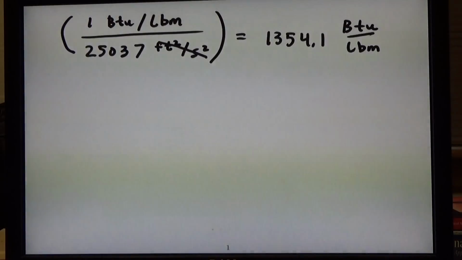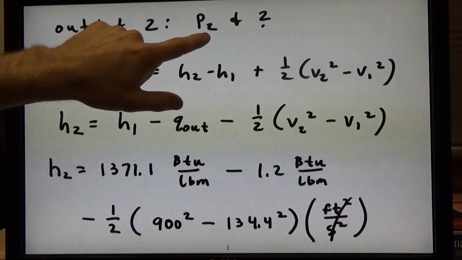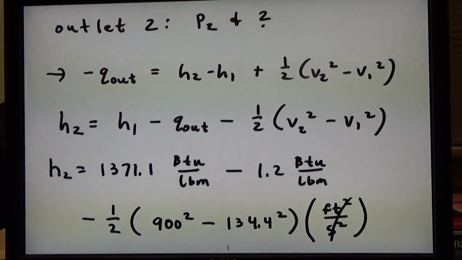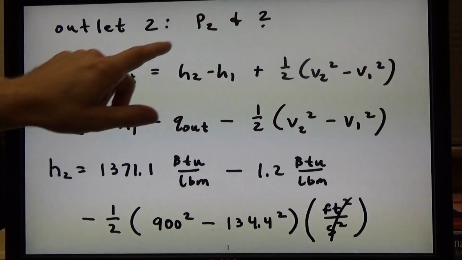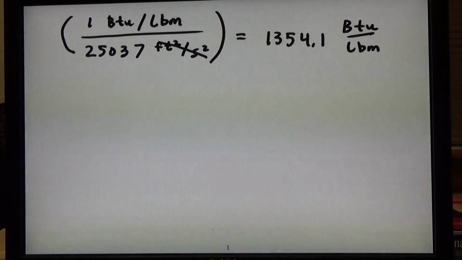Alright, so we have H2 now, and once we have H2, how does that help us to solve for what we're interested in, which is actually T2? So going back to our outlet number 2, now we have pressure and we have specific enthalpy at the outlet. So those are two specific intensive properties that are independent of each other. So based on pressure and enthalpy, we should be able to figure out a third property like temperature. So with P2 and H2, we can check the phase.